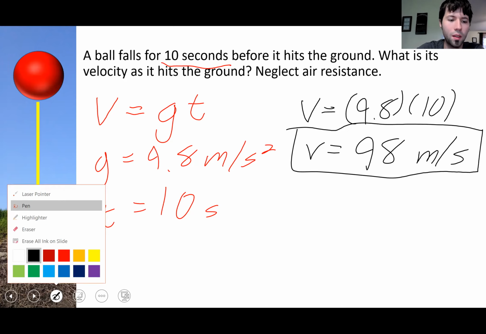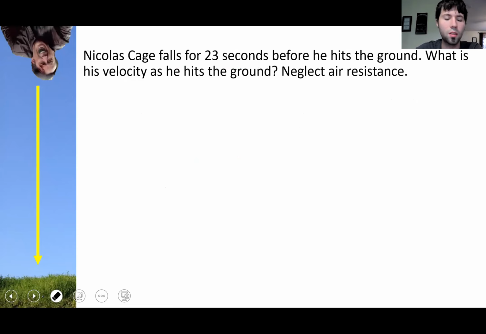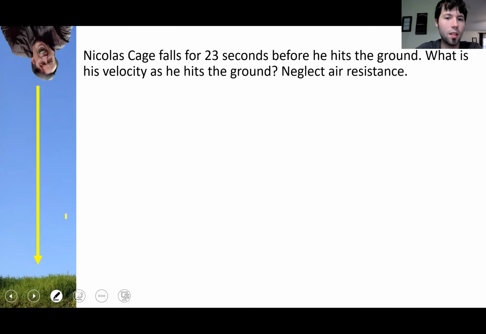Okay. Let's look at one more example together. So here we go. We've got a good old Nicolas Cage, and he is falling for 23 seconds before he hits the ground. What is his velocity as he hits the ground? I don't think it's going to be good for Nicolas Cage.